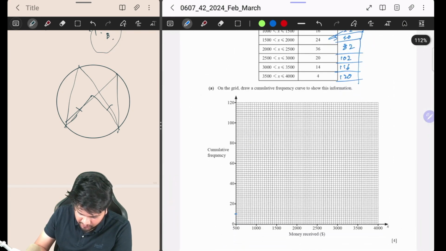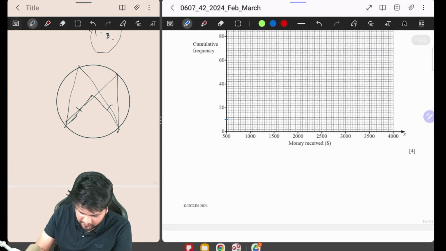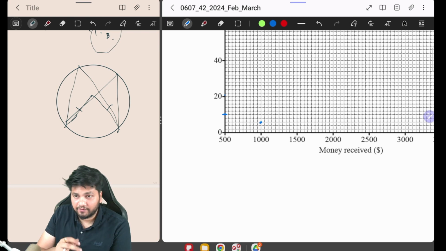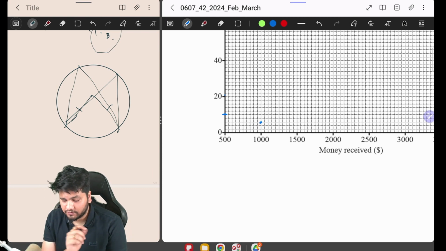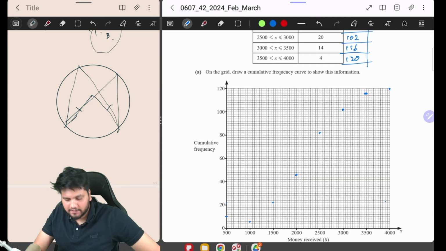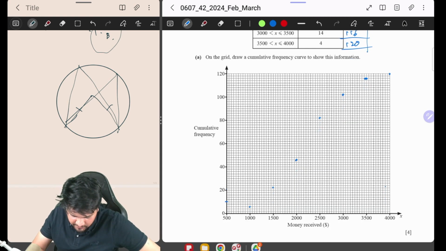Let me pause the video and you guys try it on your own. 6 would be here. You have to be very accurate for these values, though they give you a margin. So I made this diagram for you guys for cumulative frequency. As you can see, this is what the cumulative curve will look like.